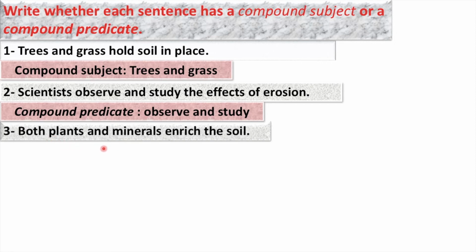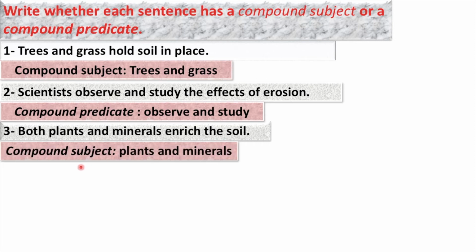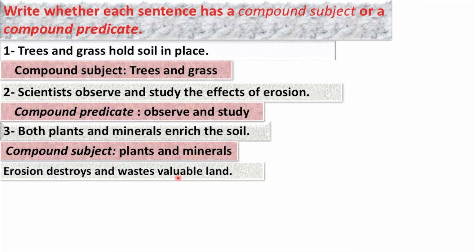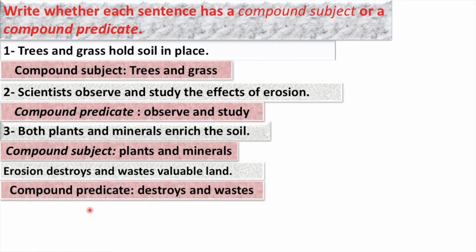Both plants and minerals enrich the soil. Plants and minerals. This is what? Excellent. A compound subject, plants and minerals. Erosion destroys and wastes valuable land. Destroys and wastes. This is what? Excellent. A compound predicate. Destroys and wastes.